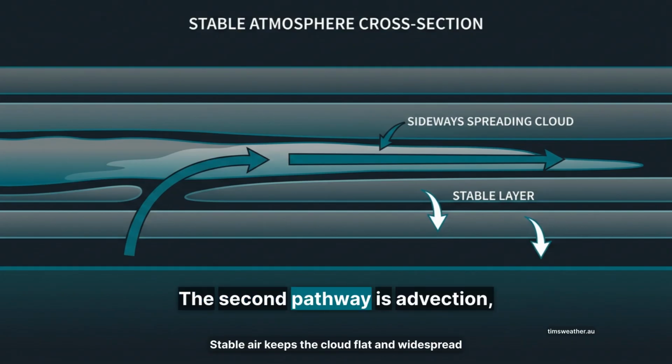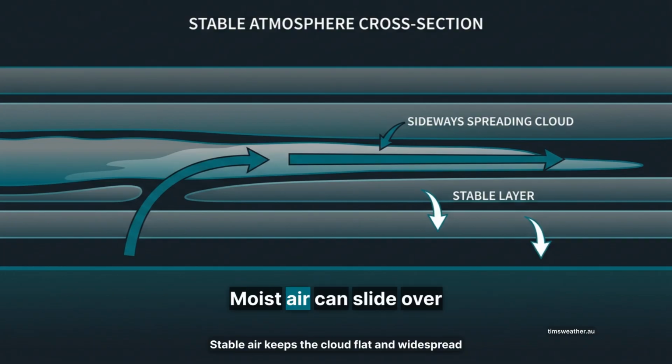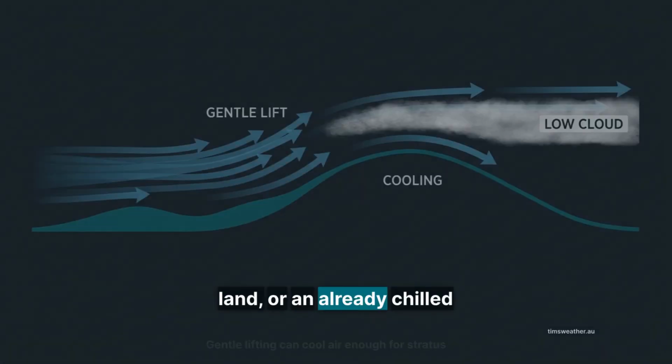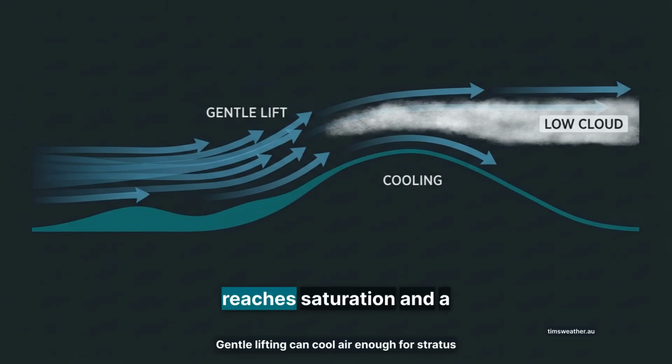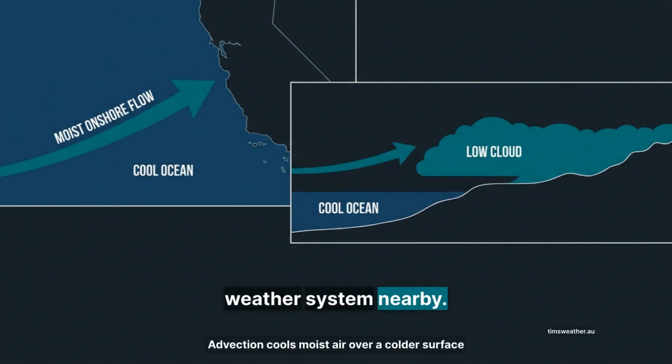The second pathway is advection, which means horizontal movement. Moist air can slide over a cooler sea surface, cooler land, or an already chilled coastal strip. The air cools from below, reaches saturation, and a low grey cloud layer can form. This is why coastal mornings in Australia can start with low cloud, mist, and drizzle, even when there is no dramatic weather system nearby. Tiny particles also matter.